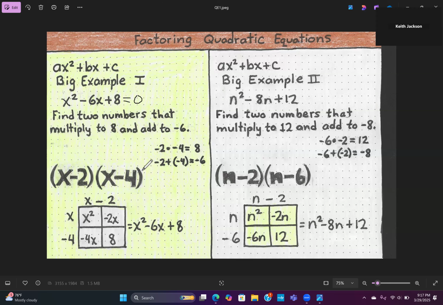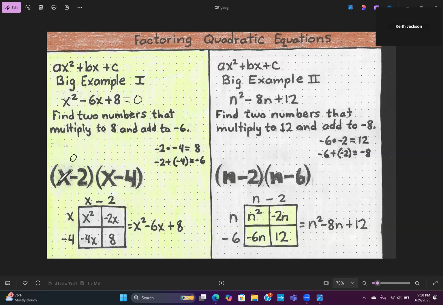Those two numbers are negative 2, and so we're going to have x minus 2 right here, and we have a negative 4, which means we're going to put an x minus 4 here. And so let us set one of these factors equal to 0.